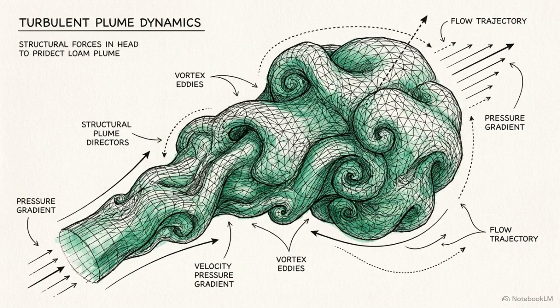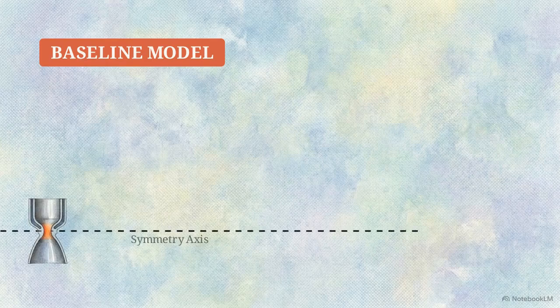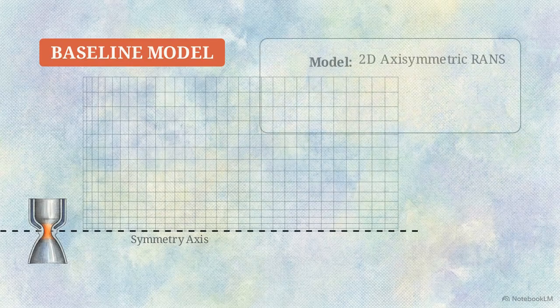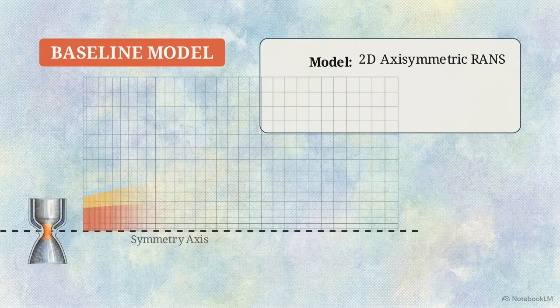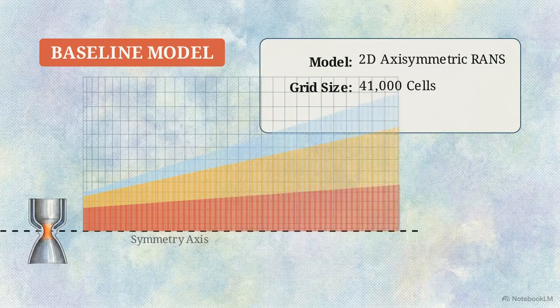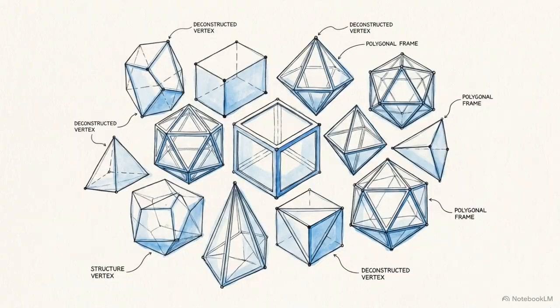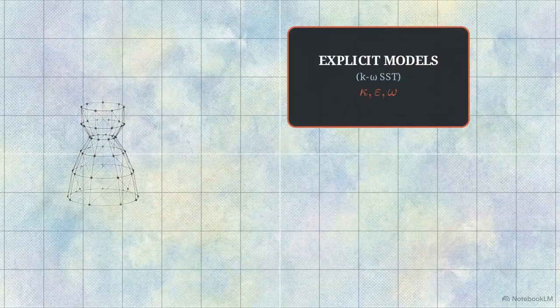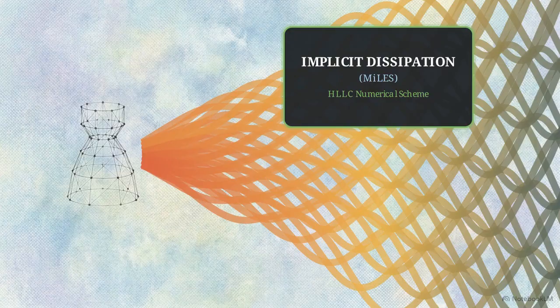approach. To evaluate the necessity of transient modeling, researchers established a baseline using a 2D axisymmetric RANS simulation on a 41,000-cell grid with a K-omega SST model. They contrasted this against a 3D unstructured framework run in the CDRE multiphysics code. This method relies on implicit dissipation of the numerical scheme rather than explicit subgrid turbulence models.